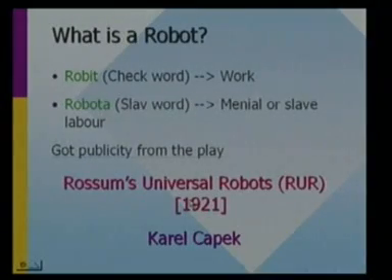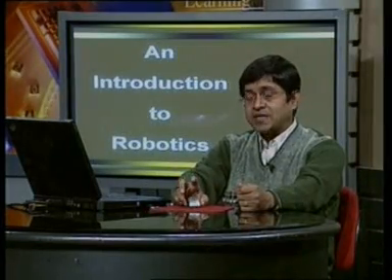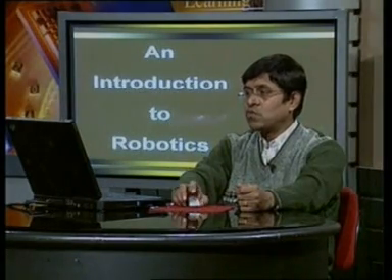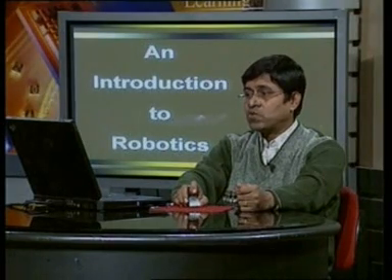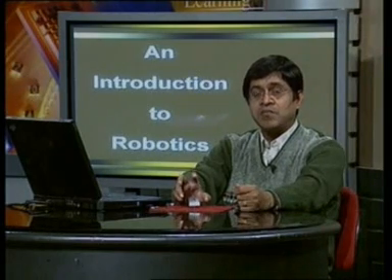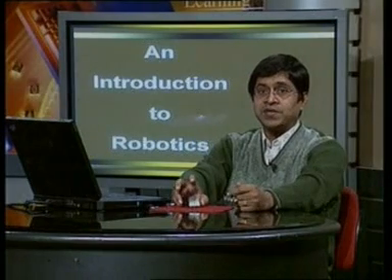Now we come to the basic definition of what is a robot. The word robot started with Rossum's Universal Robots, an act written by Karel Čapek in 1921. Robot is a Czech word meaning work. Robota means slave or menial labor. Rossum was a person in the act who wanted to create machines which would listen to human beings and obey them as per their wish.